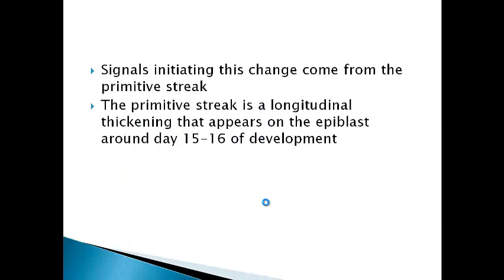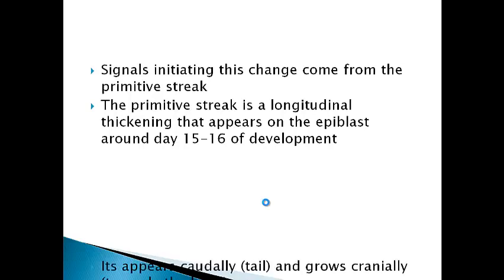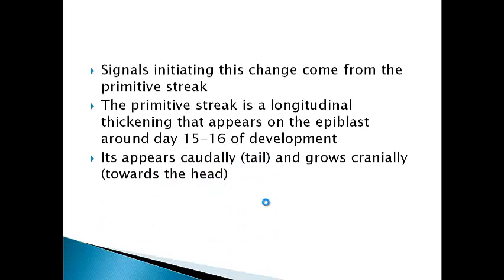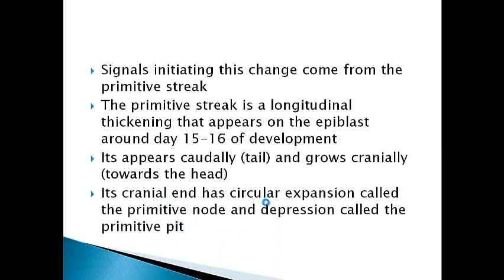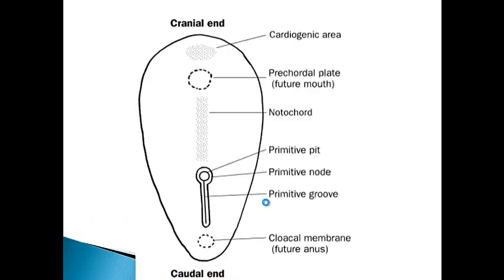The primitive streak is a longitudinal thickening that appears on the epiblast, usually around day 15 to day 16 of development. So it appears in between those 2 days. Now, it appears caudally, so initially near the tail of the developing embryo, and it grows cranially towards the head. Its cranial end has a circular expansion called the primitive node. There's also a depression in the node called the primitive pit, and a line on it called the primitive groove.